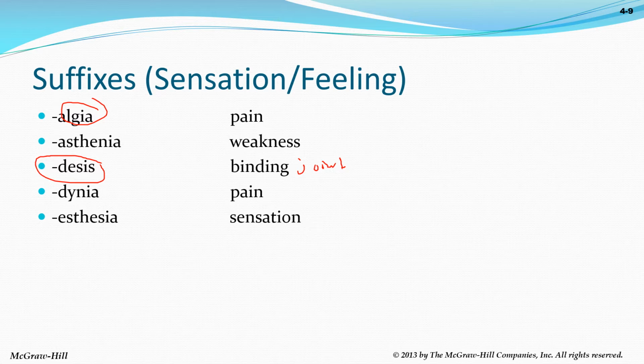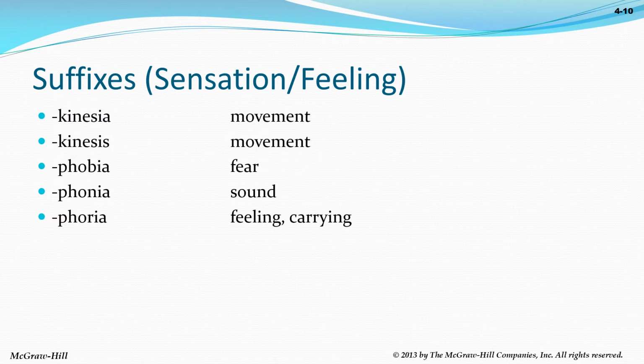Dynia is another one for pain. And then sensation, similar. Anesthesia, you guys are probably used to anesthesia, right? An is without sensation. We have movement yesterday. Remember, kinetic energy is energy of movement. So kinesis is movement. Here they just added in the simple suffixes to make it a complete word. Phobia is fear. Phone. Remember, we had phono. We're just adding that simple suffix ending on there.